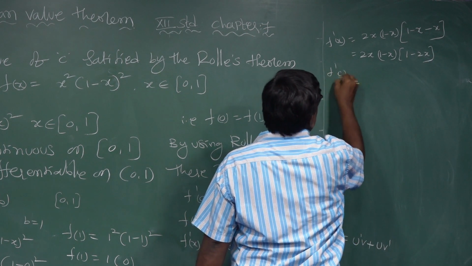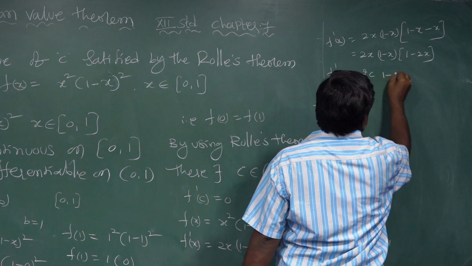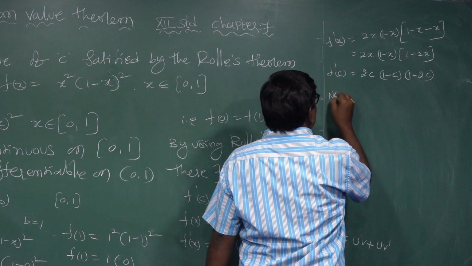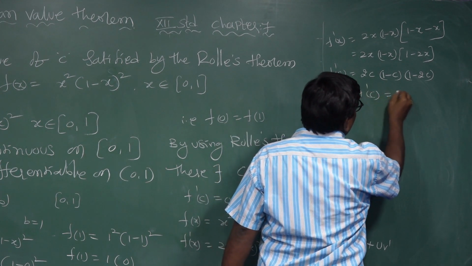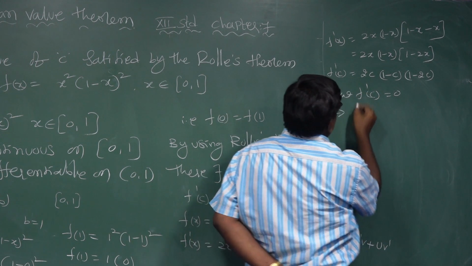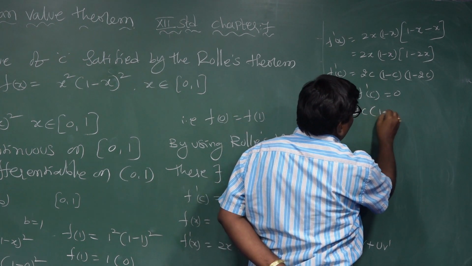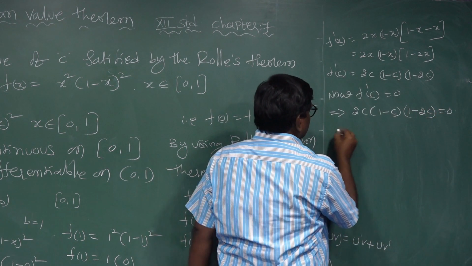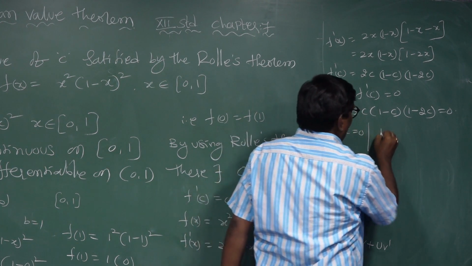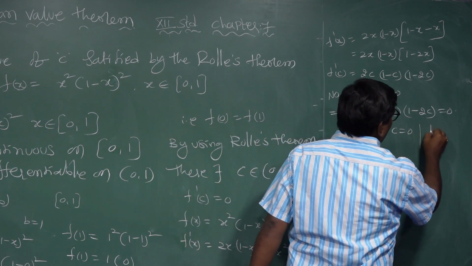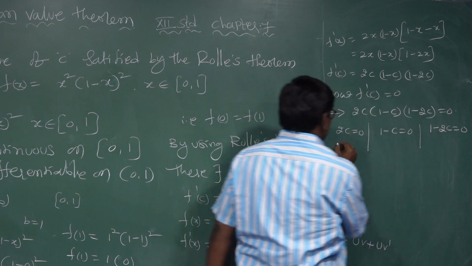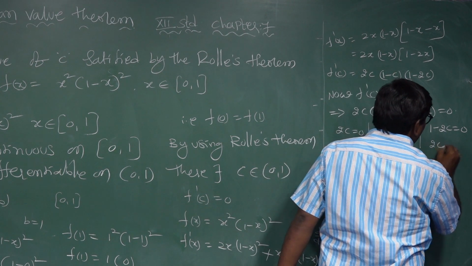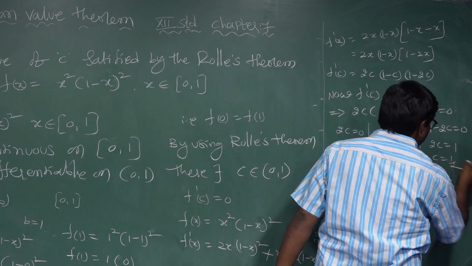So f dash c equals 2c into 1 minus c into 1 minus 2c. Now f dash c equals 0 implies 2c into 1 minus c into 1 minus 2c equals 0. So 2c equals 0, 1 minus c equals 0, 1 minus 2c equals 0; c equals 0, c equals 1, 2c equals 1, so c equals 1 by 2.